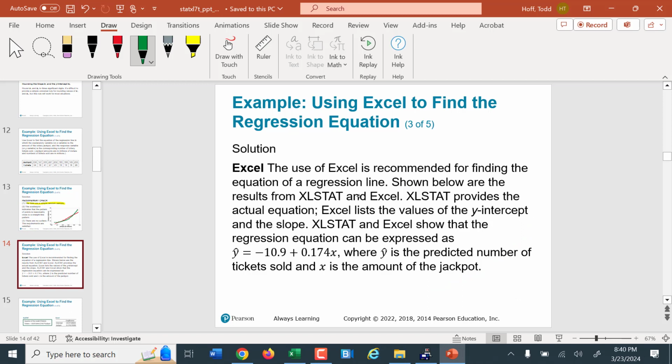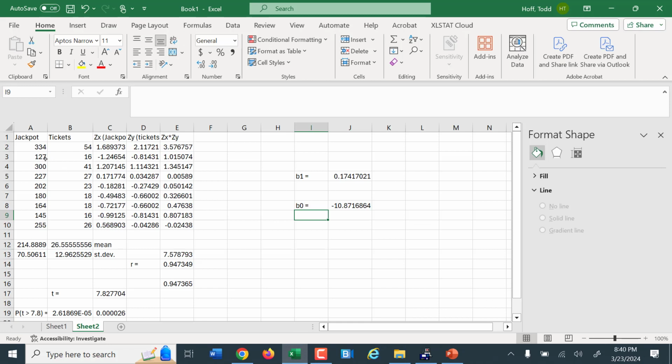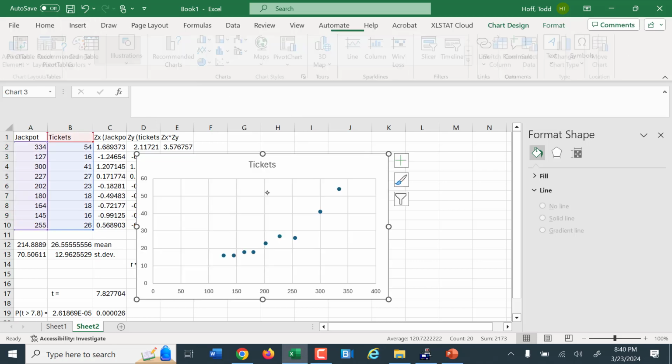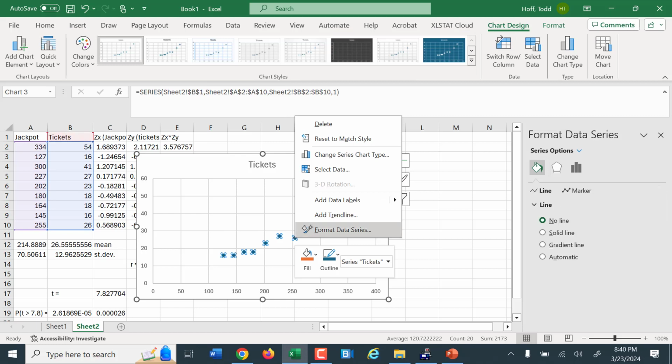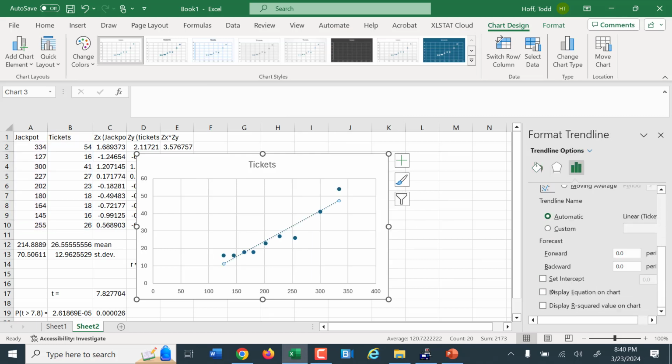So if I want to use Excel, they're talking about using Excel Stat. I don't need Excel Stat to do this in Excel. I showed you this in the last section. I just take these two sets, go to Insert, Scatter Plot. Then I can just right click on one of the points and go to Add Trendline. Linear, show the equation, show the R² value, and there it is.